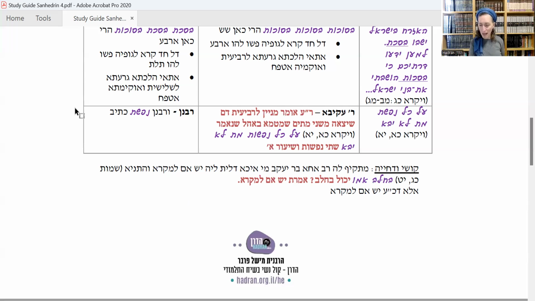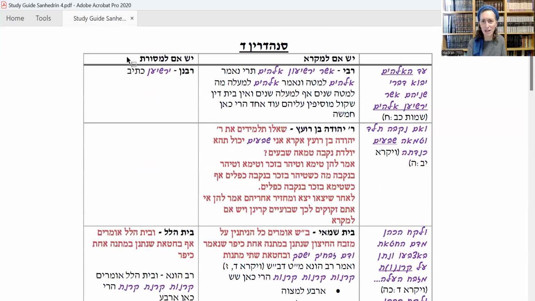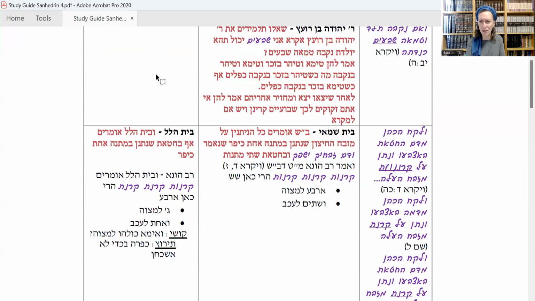We're now at the top of Amud Bet. Okay, so now what's the problem? Now Rav Acha bar Yaakov comes to the conclusion that everybody holds yesh em lamikra. So now we have a problem with this whole chart. We said all these machlokot are based on yesh em lamikra, yesh em lamasoret.